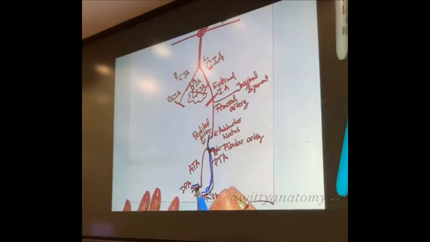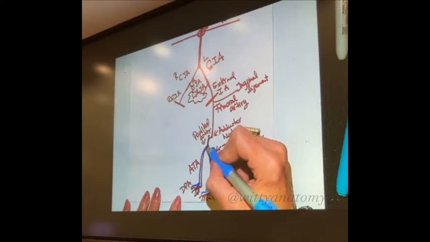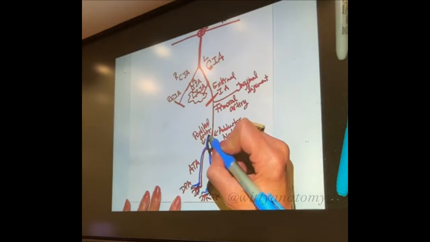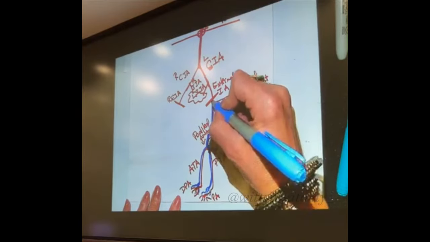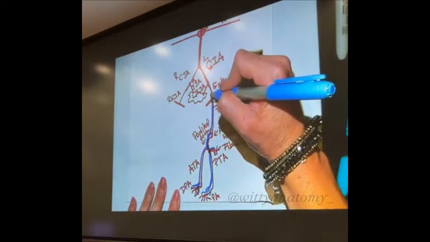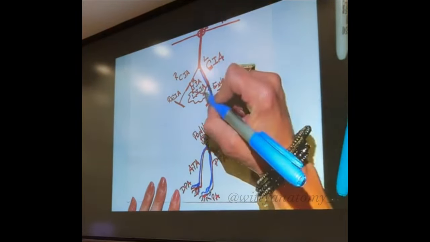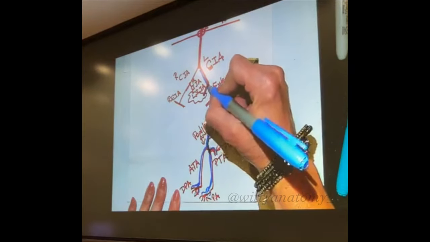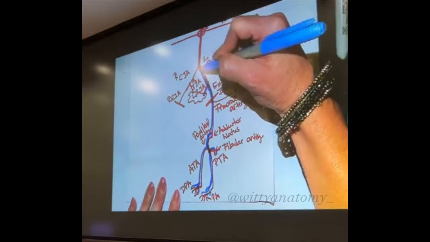The dorsal venous arch will dump the blood into the anterior tibial vein, that will dump the blood into the popliteal vein. The popliteal vein will dump the blood into the femoral vein. The femoral vein will dump the blood into the external iliac vein. The external iliac vein, when joining with the internal iliac vein, will dump the blood into the common iliac vein right here.